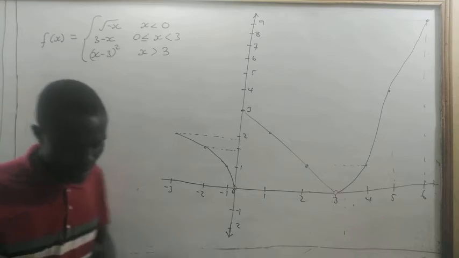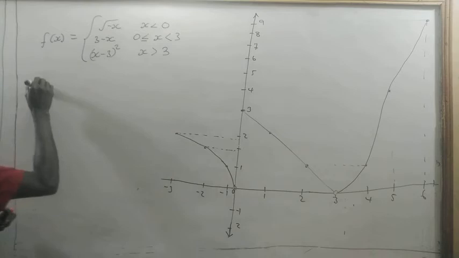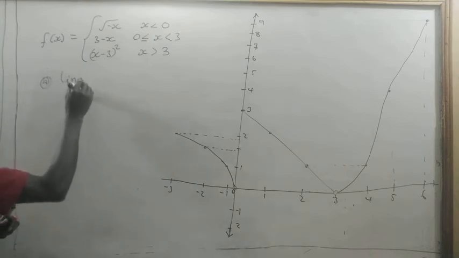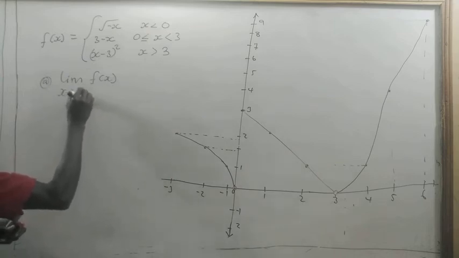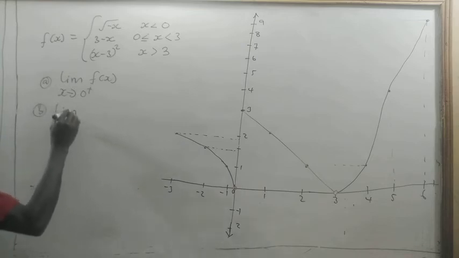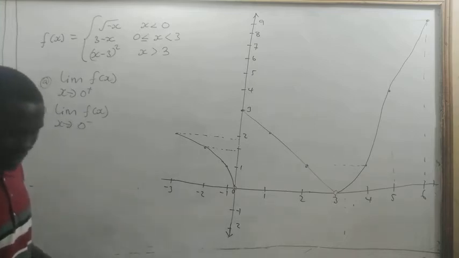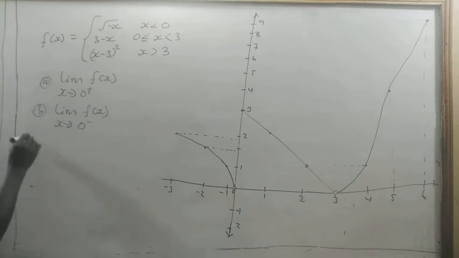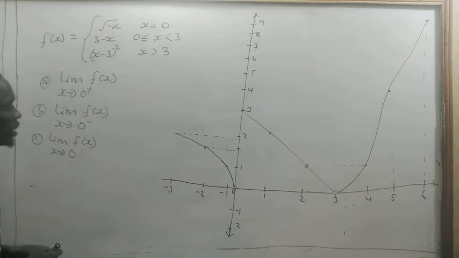We are saying that we have to use the graph to evaluate, a, the limit of f of x as x approaches 0 from the right, and b, the limit of f of x as x approaches 0 from the left. And c, we have to find the limit of f of x as x approaches 0. So now let's look at that.